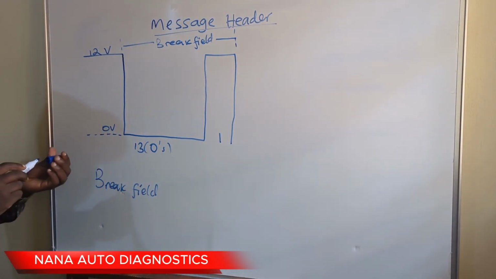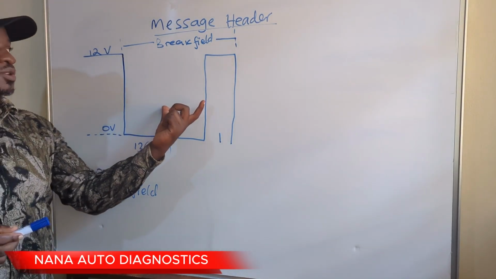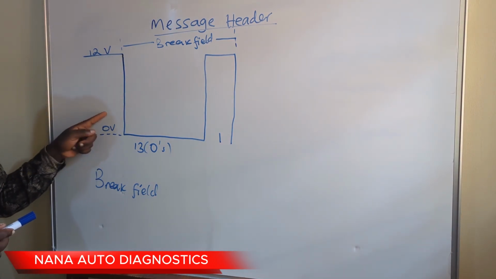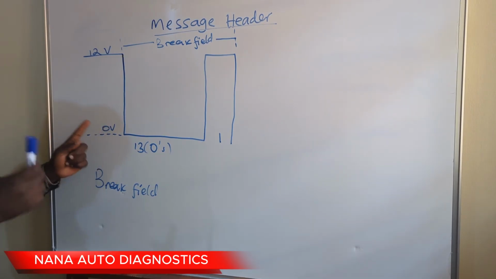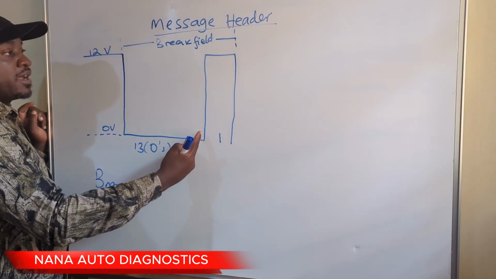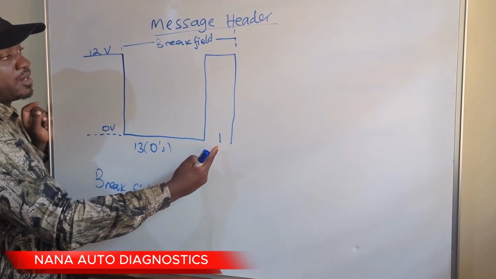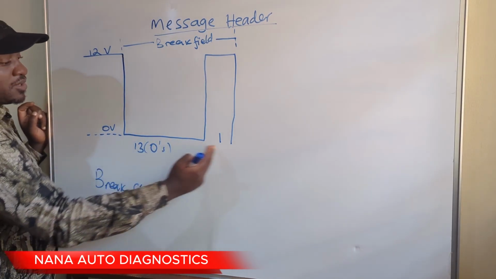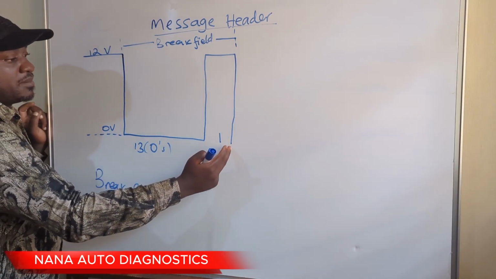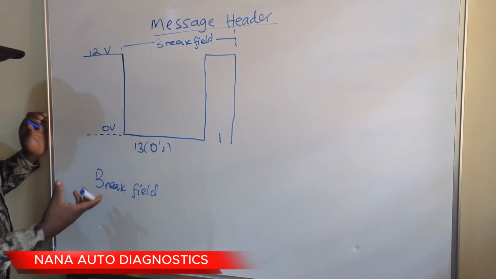So this signals the start of transmission. Whenever the 12 volts are pulled to nearly 0 volts for a bit period of 13 zeros, and then followed by a delimiter, which is defined by a logic 1, this signals the start of communication on the LIN bus. And this will be followed by the sync field.